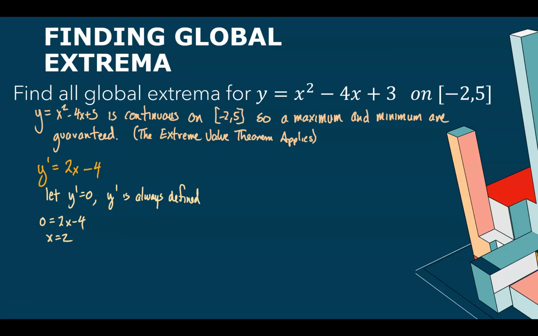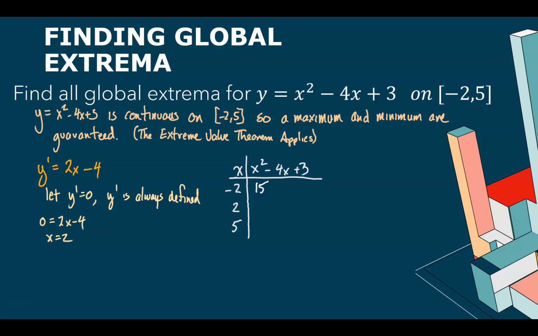Anyways, so what do we do next? We make a table of values. And what are we going to put into that table of values? The critical value, x equals 2, and the endpoints -2 and 5. So hopefully you're not grabbing a calculator. You should be able to do these in your head. -2 squared is 4. -4 times -2 is positive 8. So 4 plus 8 is 12, plus 3 is 15.